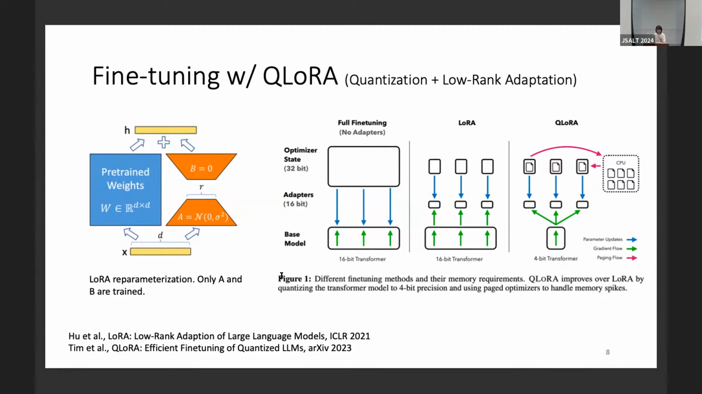So usually large language models are in 16-bit precision, and by quantization, we can quantize it to 4-bit precision. And QLoRA is basically a combination of quantization and LoRA.